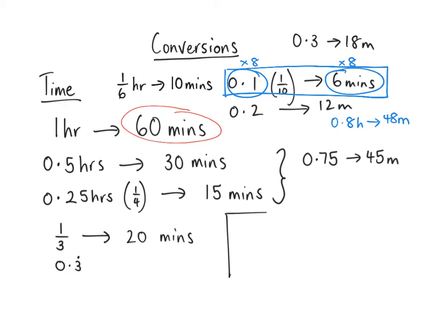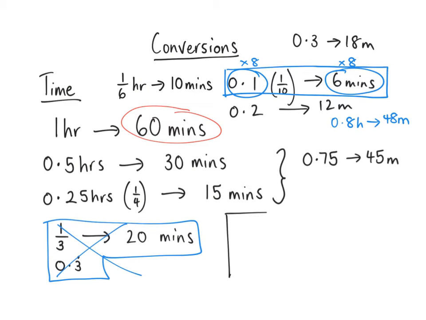And just be mindful as well, the final thing I'm going to say is, if they ask you for 0.3, they're not asking you for a third. 0.3 would be these two put together. I've done it up here. So just make sure you know the difference between 0.3, which is 3/10, and 0.3 recurring, which is a third.